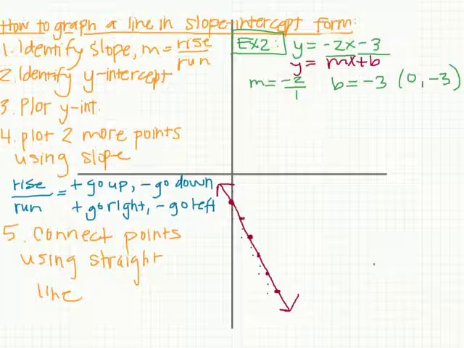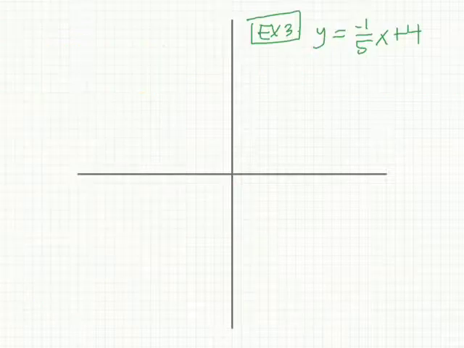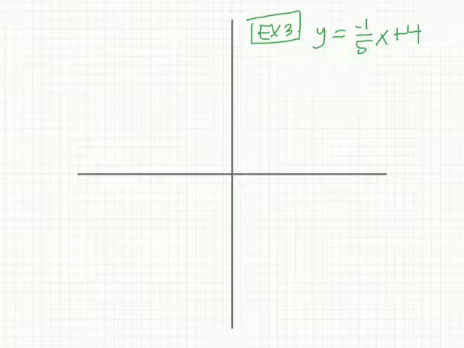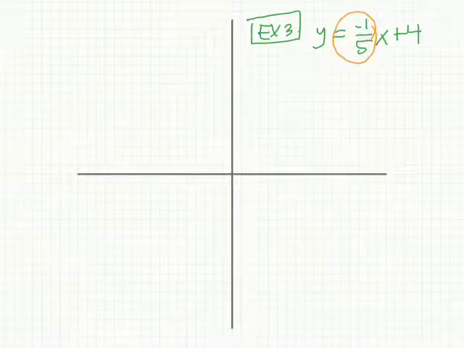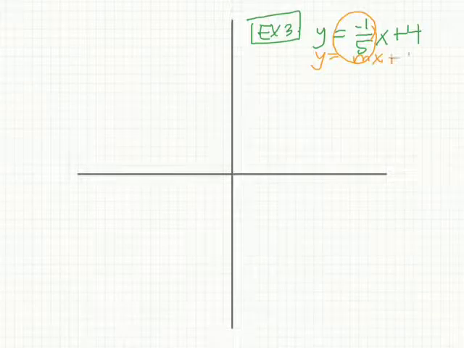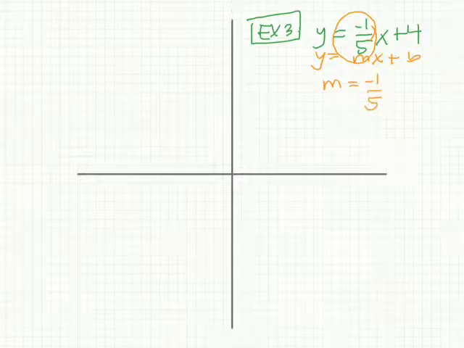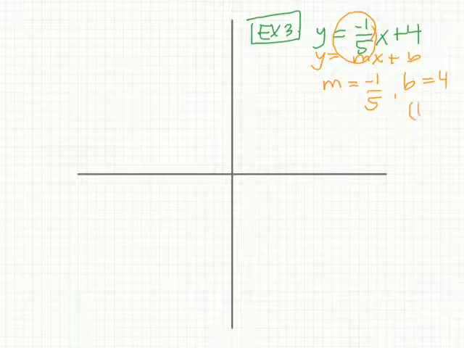Let's look at one more example. All right, for our last example, we have a clean graph to look at. So step number 1 is for me to identify my slope. Right over here, I see that my coefficient is -1/5, and I know that my coefficient represents my slope, or the m value. Remember, y equals mx plus b. So m equals -1/5. My second step is to identify b, and b equals +4, which is the same thing as the point (0, 4).